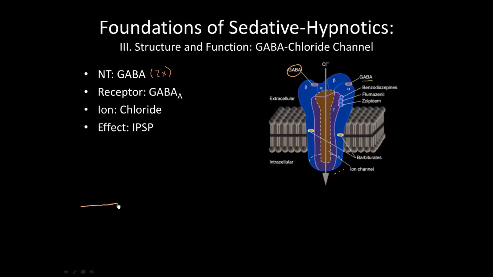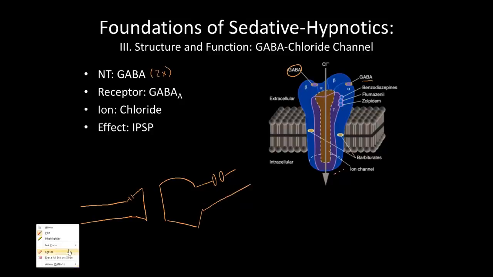So let's just say here is my presynaptic neuron. And let's say here is my postsynaptic neuron. Now I'm going to draw this a little different than you might see it, because we're going to add something to it here in a second. So what's going on here? Well, I'm going to get a different color.